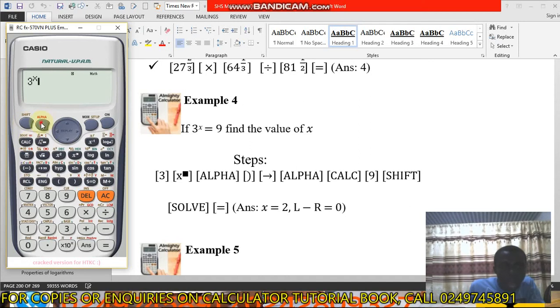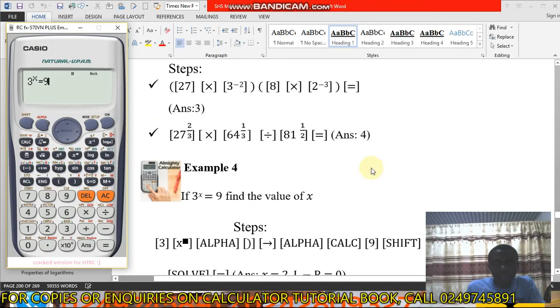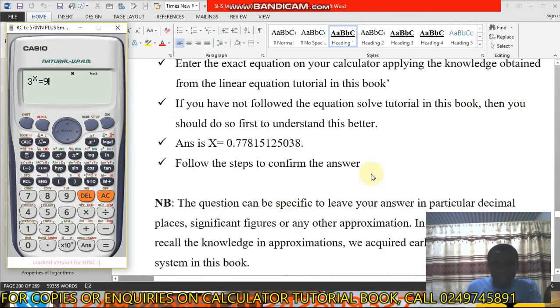So we press alpha, then calc, because that equal to sign is in pink color. Then the alpha 2 is in pink color. So it appears there. Then we enter our 9. Very good. Now, we are using the equation solve approach.